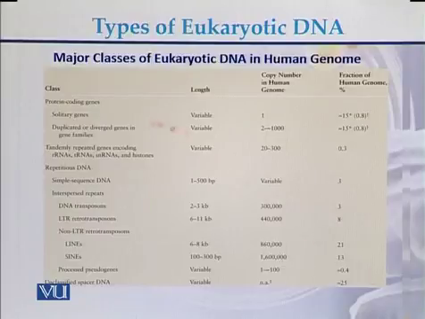Major classes of the eukaryotic DNA in human genome. In case of human genome, we see that there are protein coding genes that can be in two different forms. They can be tandemly repeated gene sequences, there can be repeated DNA, and there can be unclassified spacer DNA. So this is the copy number in human genome of each class of DNA and the percentage of DNA in case of human genome.